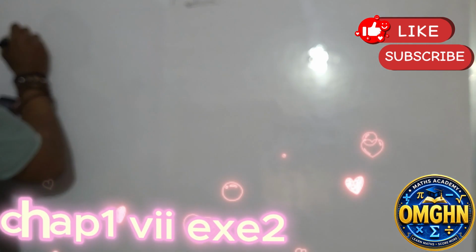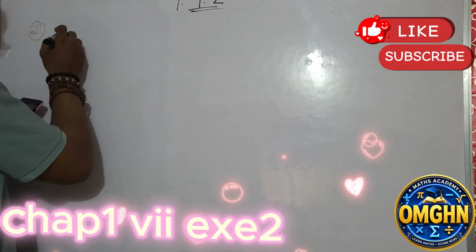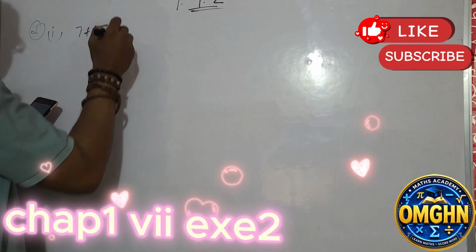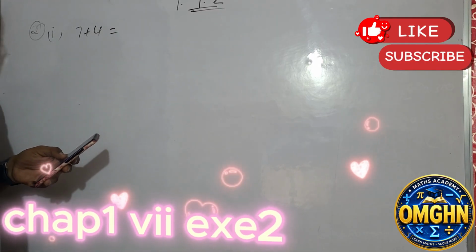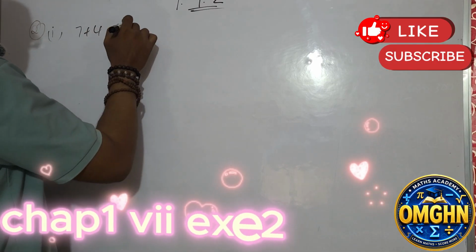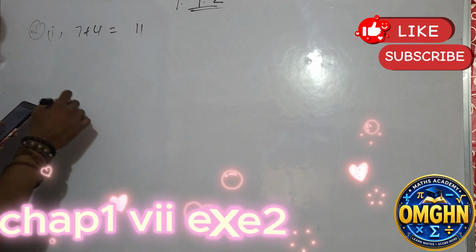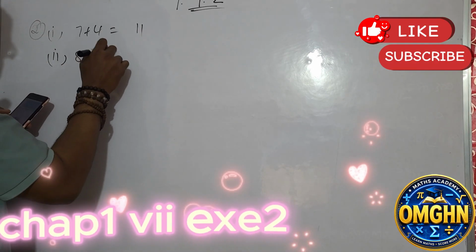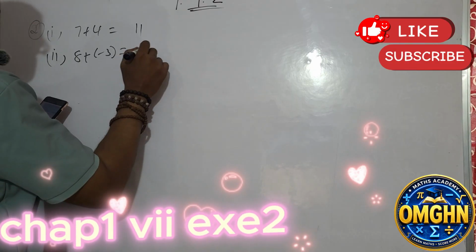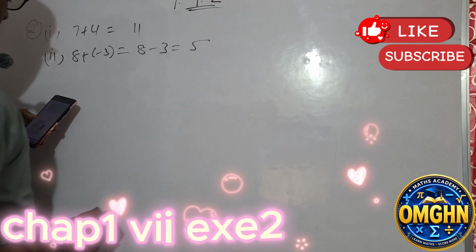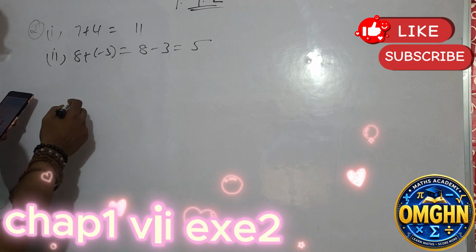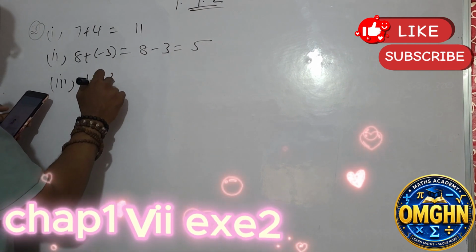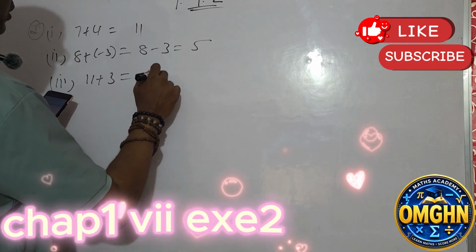That was the first question. Now compute the second question. First one: 7 plus 4. You know, we have to add directly. We should not do it on the number line. Directly, 7 plus 4 is 11. Next, second one: 8 plus -3. Plus into minus, -5. Sorry, plus 5. Third sum: 11 plus 3. We have to add here. 14.